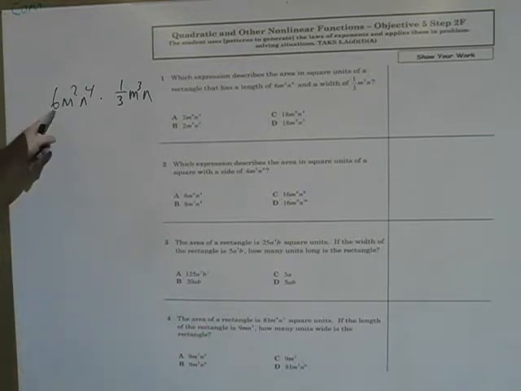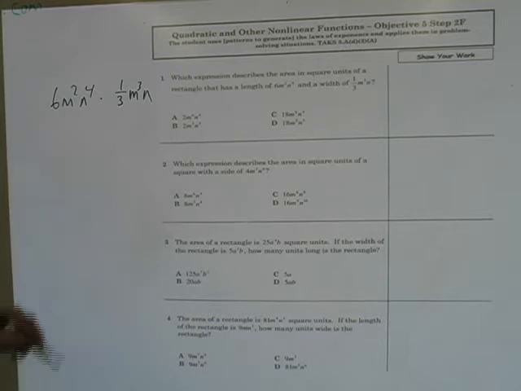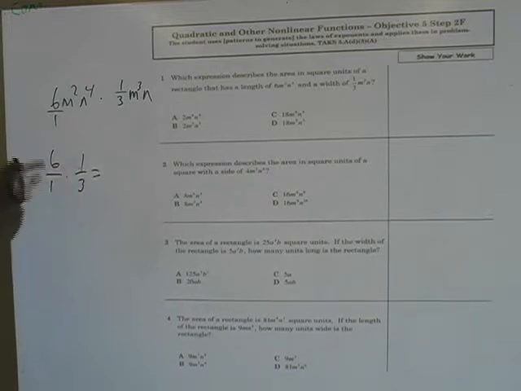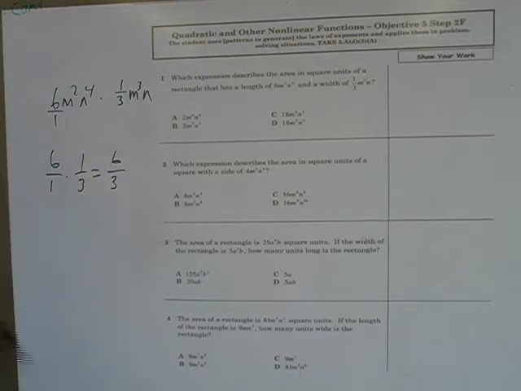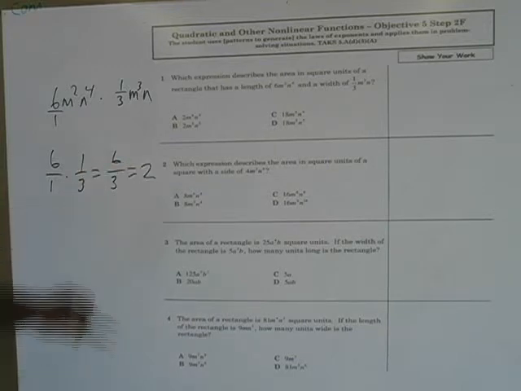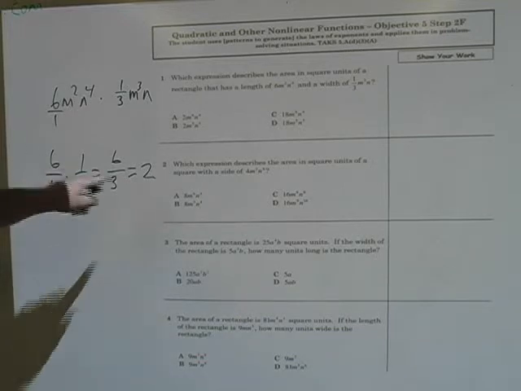Okay, 6 times 1/3. You could think of 6 as 6 over 1. 6 over 1 times 1/3. You multiply fractions straight across. 6 over 3 is just 2. You could also plug this in the calculator: 6 times 1/3, and put the 1/3 in parentheses. 6 times 1/3 will give you 2.